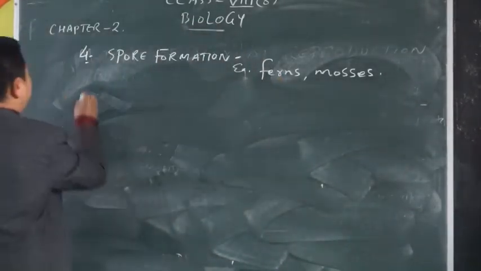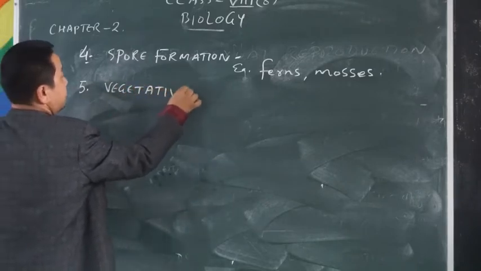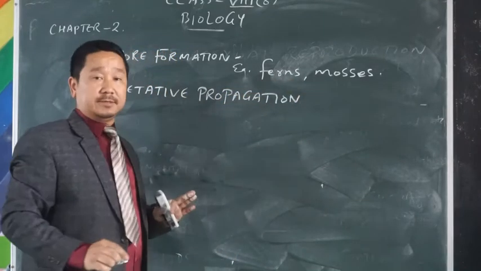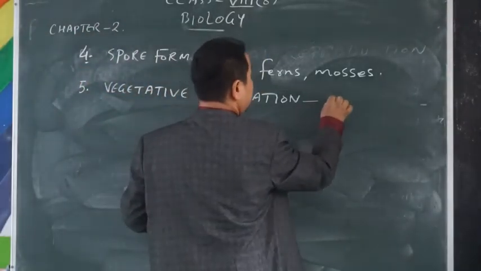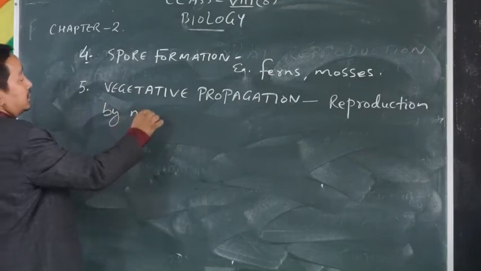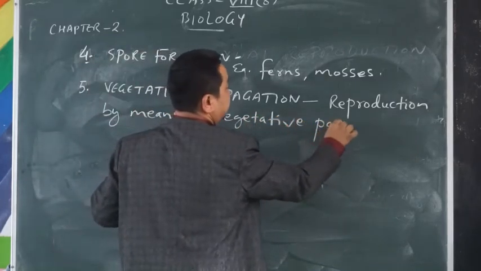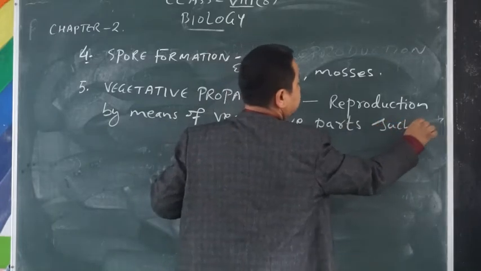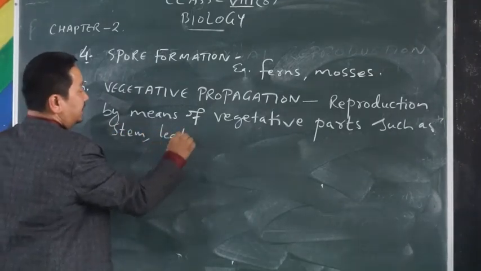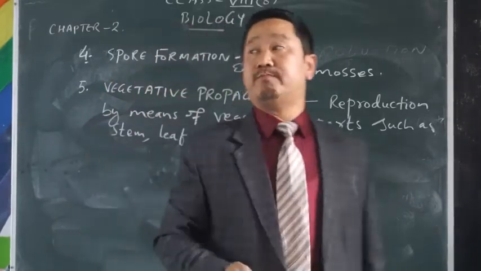Then we have number five, vegetative propagation. Alright, vegetative propagation. Here, reproduction is by means of vegetative parts. What are these parts? Such as stem, leaf and root. See, vegetative propagation is reproduction by means of vegetative parts.